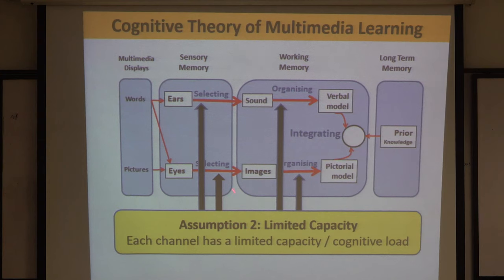Assumption number two, limited capacity. This channel has limited capacity. If it is more, it will get clogged. It is overloaded. Not everything goes in. Certain things can go in. So you're talking about 1,001 things, but actually only 5 things went in. So sorry. At the end of the day, when you ask your student, actually they don't get an idea of the rest of whatever we're talking about. Okay, they could have missed it.